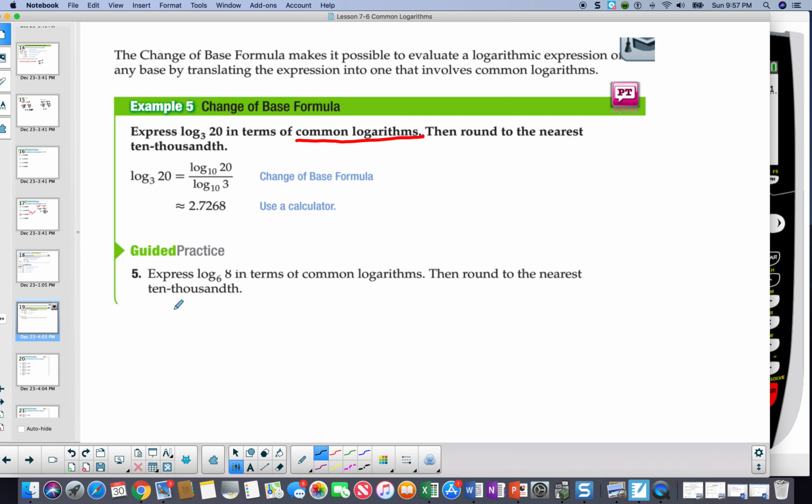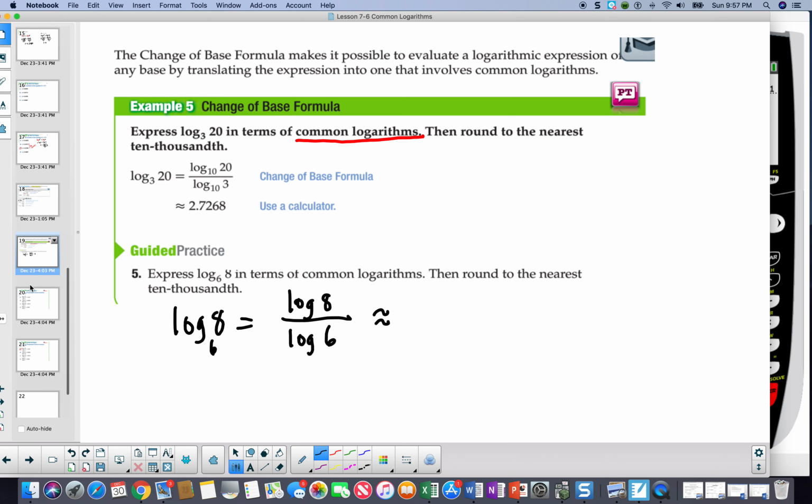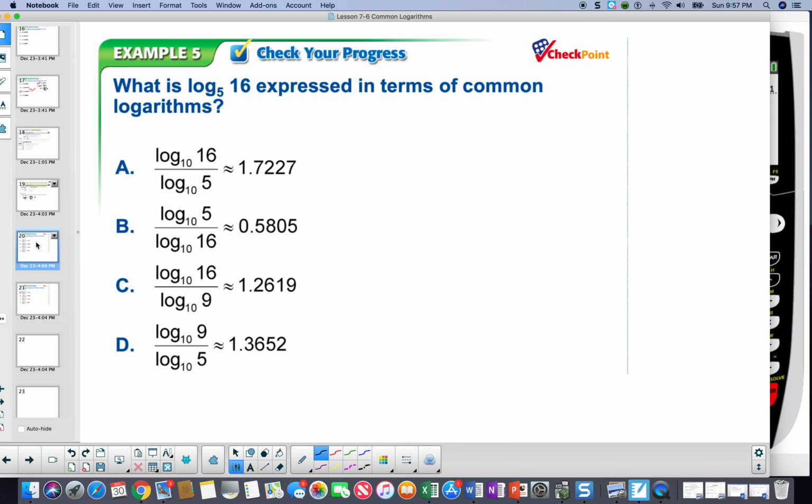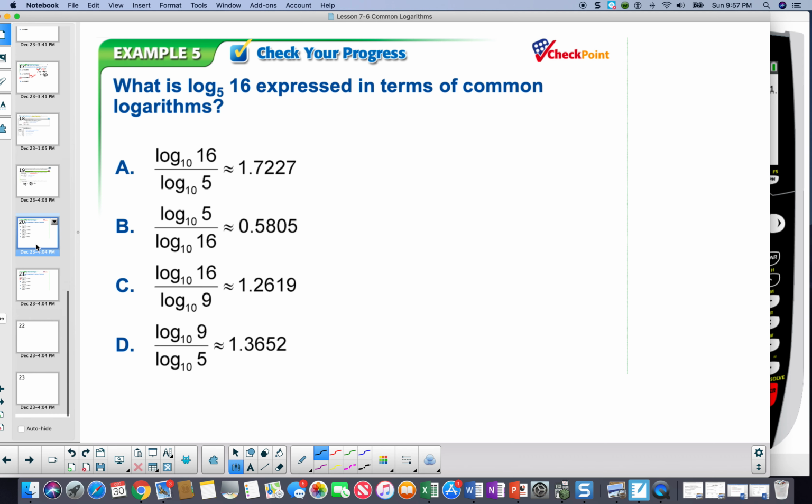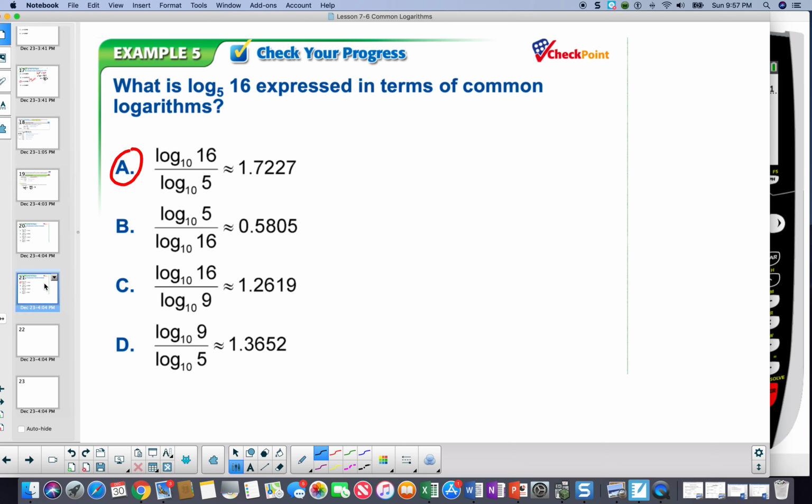So I want to change this log base 6 of 8. And so I'm going to take the log, and I'm not going to put 10 because I'm just using common logs, of the value, and then log of the old base. And you're going to put that in the calculator, and we're going to round to the nearest 10,000ths, which is 4 decimal places. Okay, go ahead and pause and see what you can do. And this is the answer.